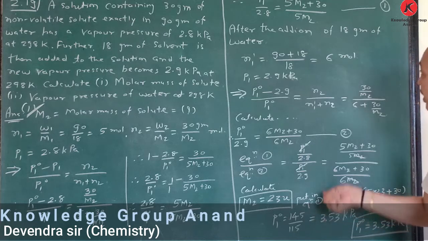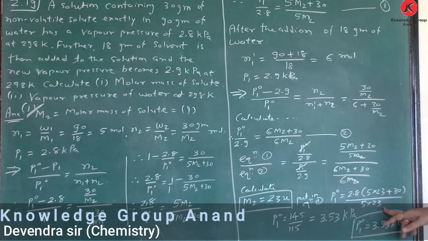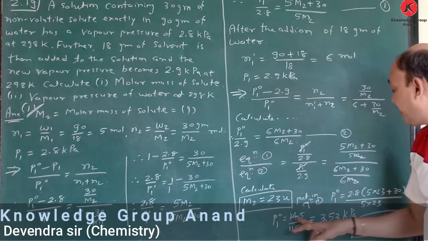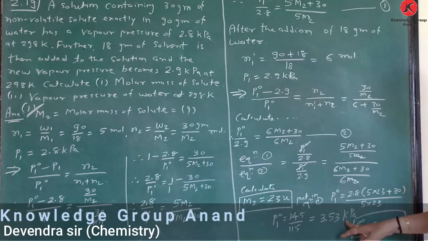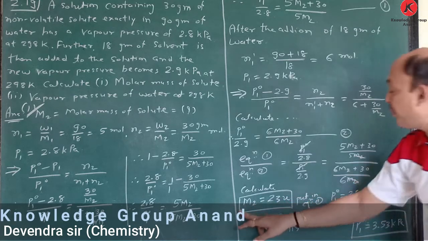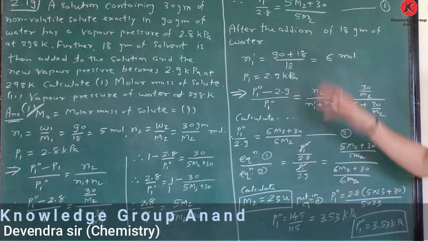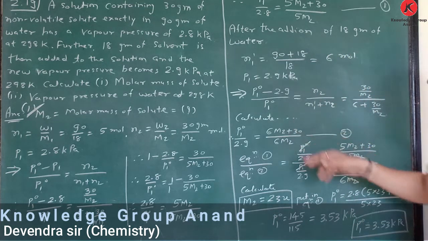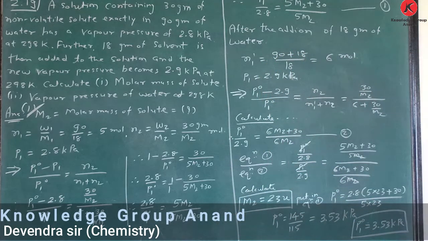Putting this value in equation number 1, P1° is equal to 2.8 into (5 into 23 plus 30), make it complete, divided by 5 into 23. So according to that, P1° is 322 divided by 115, which is equal to 3.53 kilopascal. So P1° is equal to 3.53 kilopascal and M2 is equal to 23 u. This is your first answer. This is your second answer. Make a screenshot of this and calculate where it is written. You calculate yourself, so you get the correct answer.